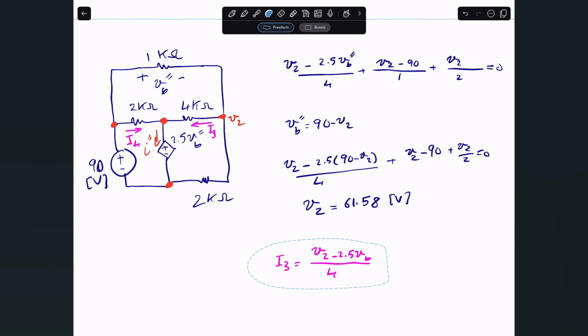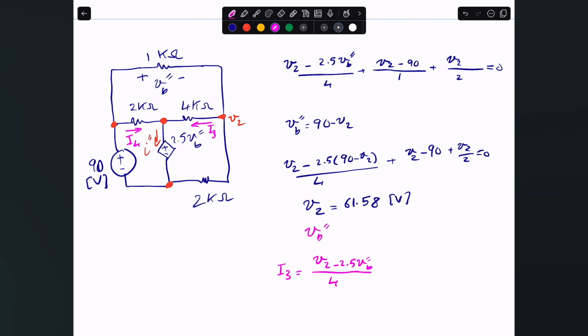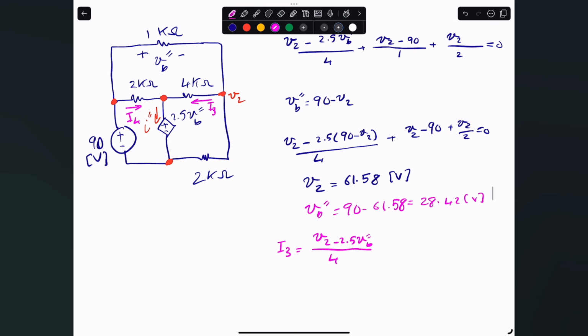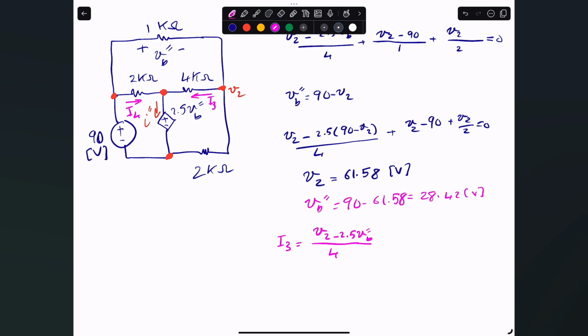What's the value of VB prime, because I'll be using it? VB prime is just simply 90 minus 61.58, and that will be equal to about 28.42 volts. So we substitute these two values, V2 and VB prime, and we'll figure out the value of I3. After computation, that will be negative 2.367 milliamp, or 2.37, for example.